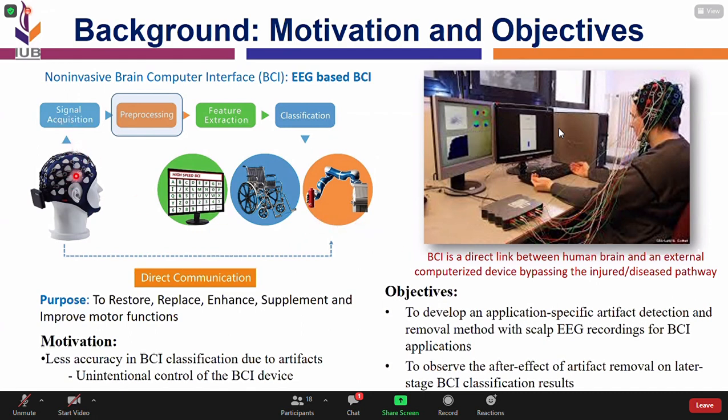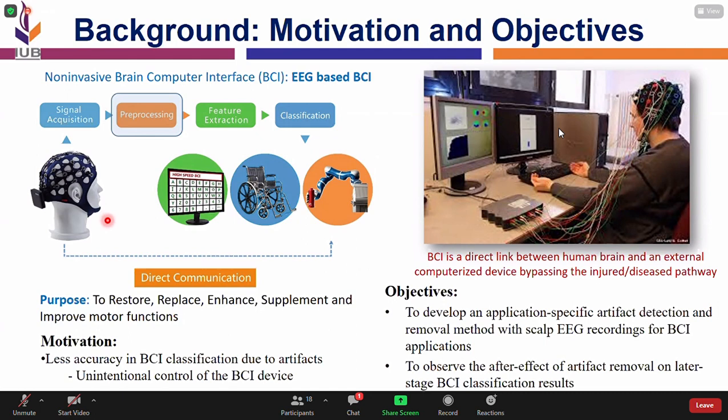We are going to record the signals from the brain, pre-process the signal, extract some features, and eventually control some computerized device. It can be a computer itself, a wheelchair, a prosthetic arm or any home appliances or any computerized device. The purpose of BCI is actually to either restore, replace, enhance, supplement, or improve the motor functions. And this is more or less mind-controlled devices, right?